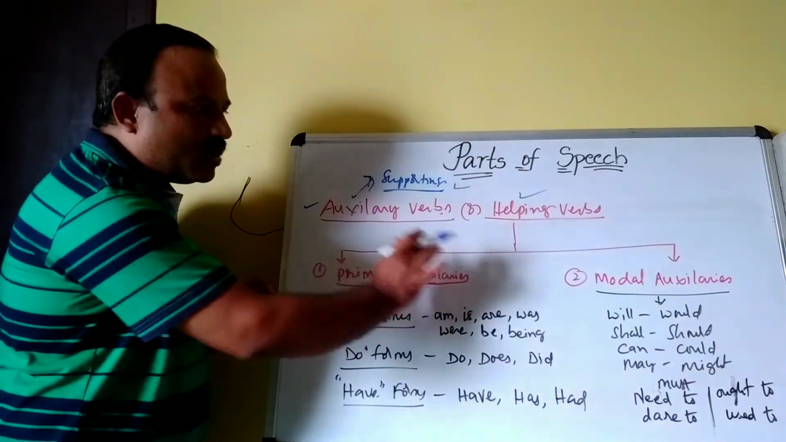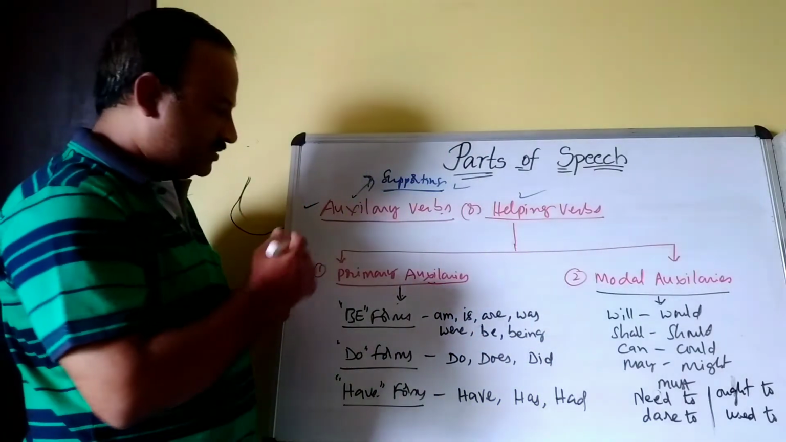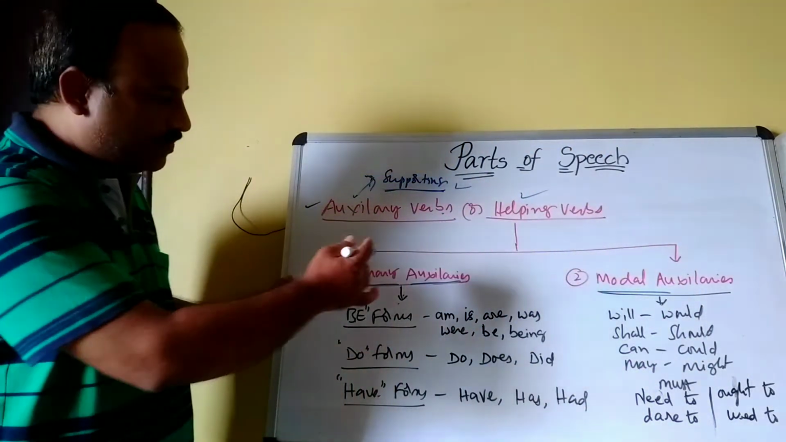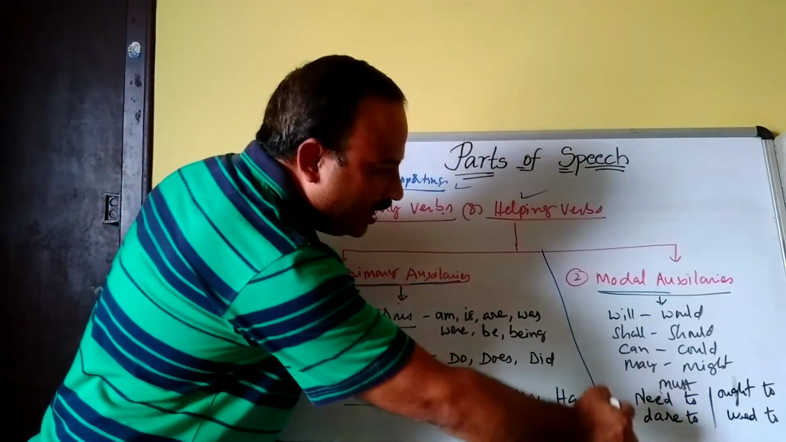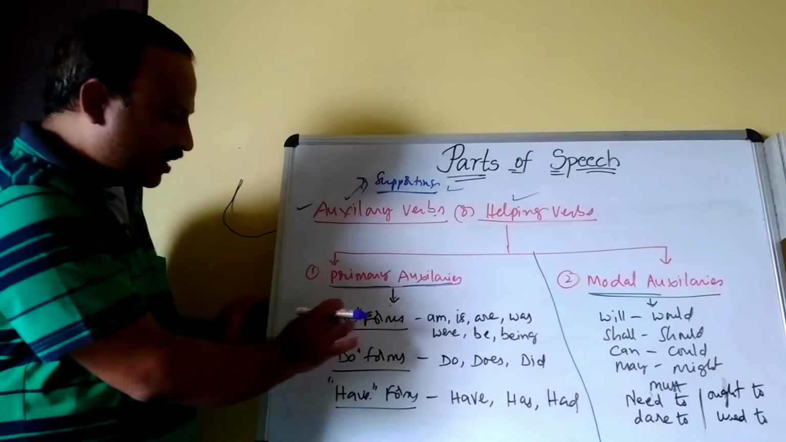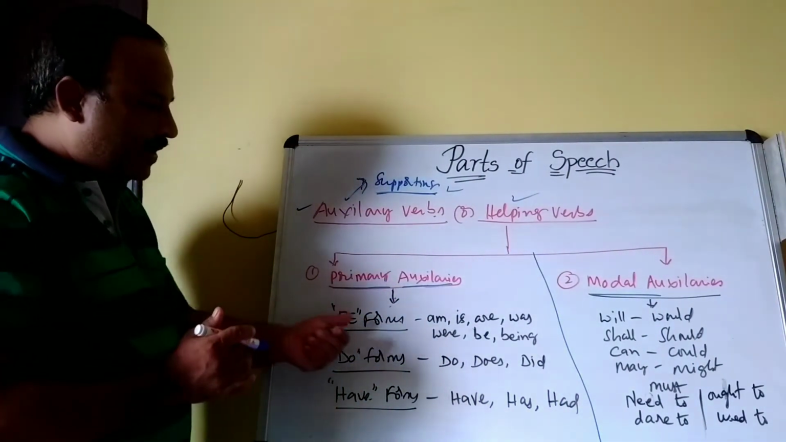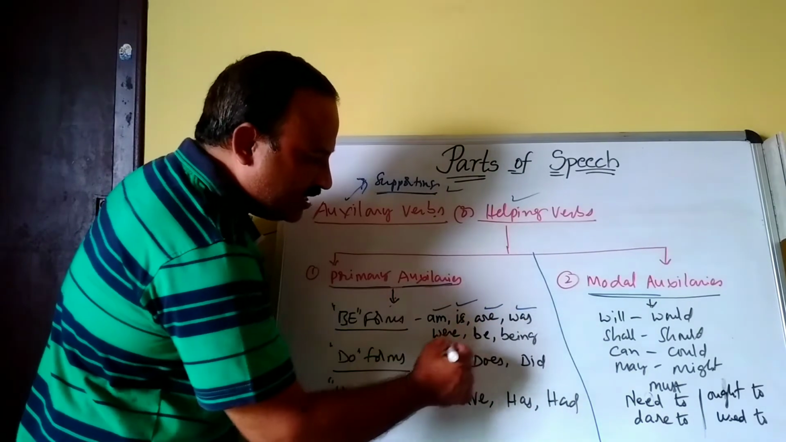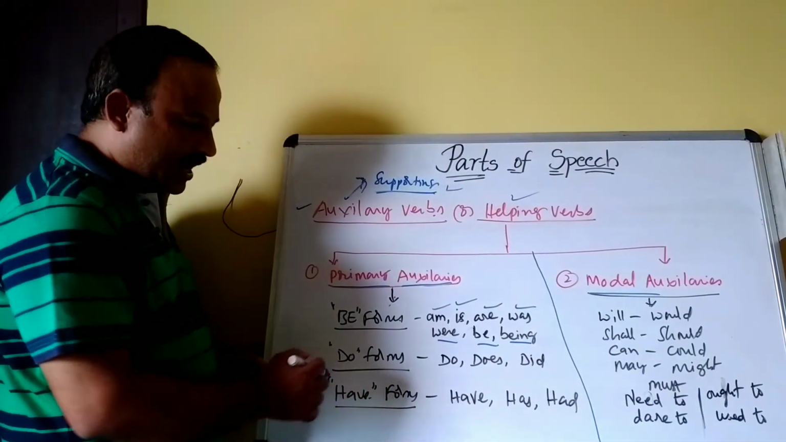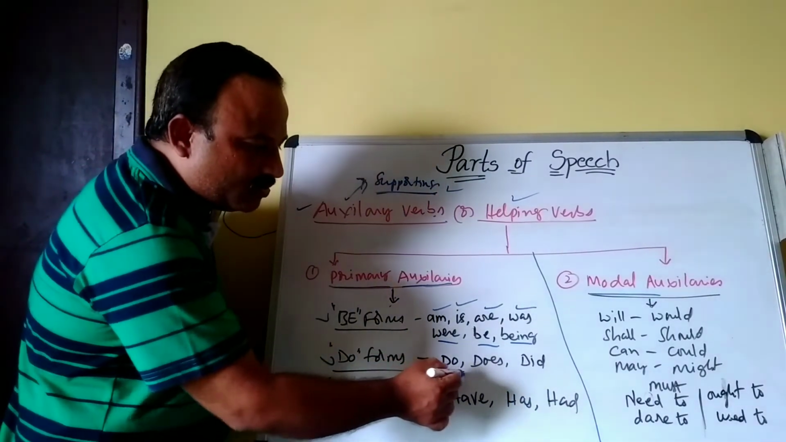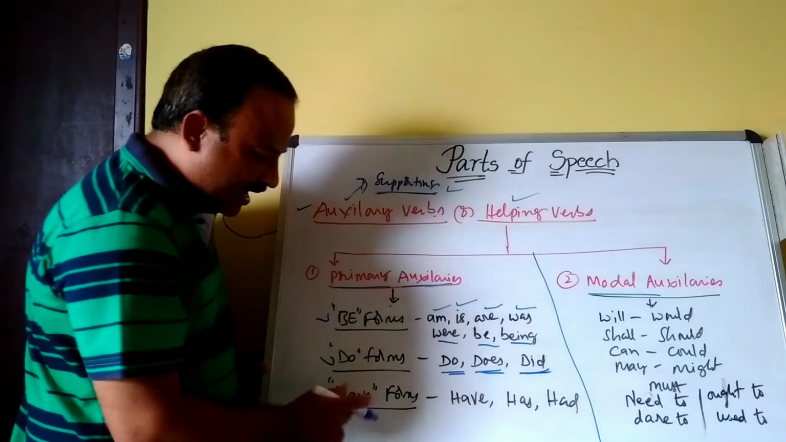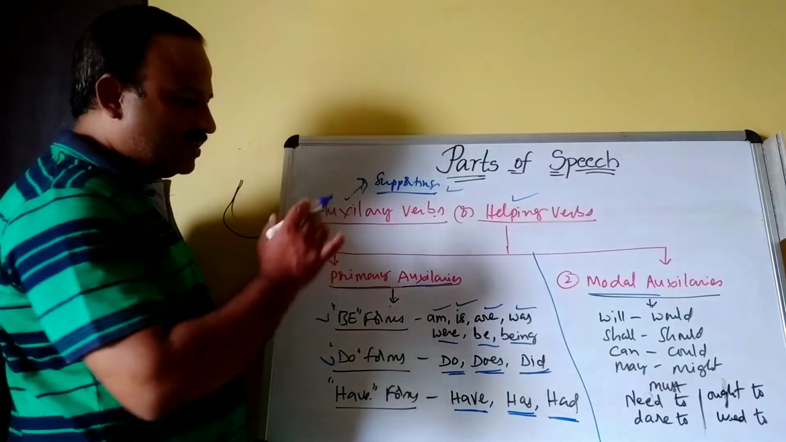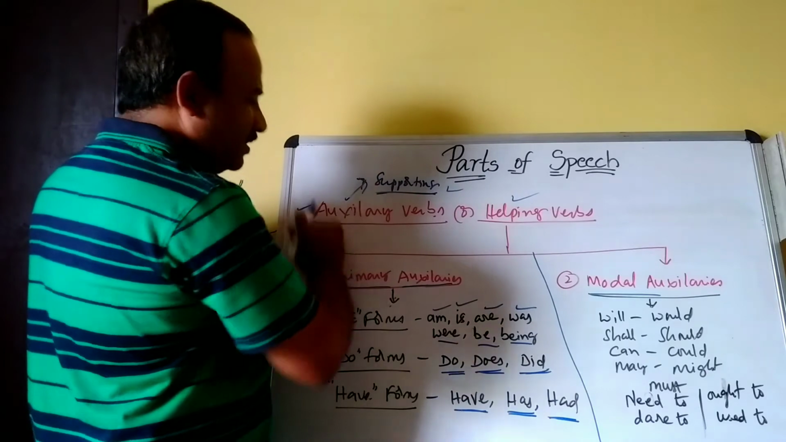Now, there are two kinds of helping verbs or auxiliary verbs. One is primary auxiliaries and the second one is modal auxiliaries. What are primary auxiliaries? Be form verbs: is, am, are, was, were, be, being. Do form verbs: do, does, and if it is past tense, did. Have forms: have, has, had. These are all auxiliaries.